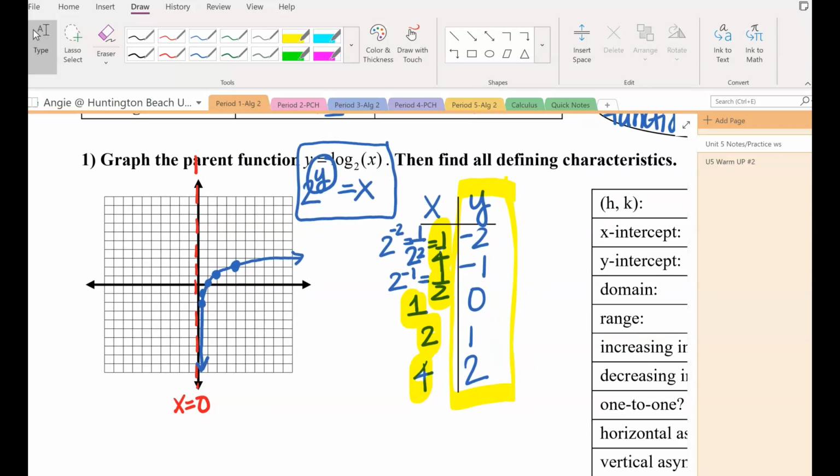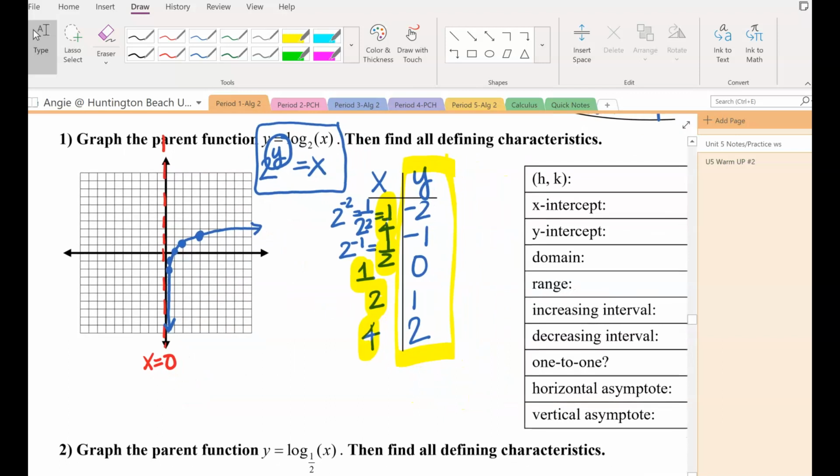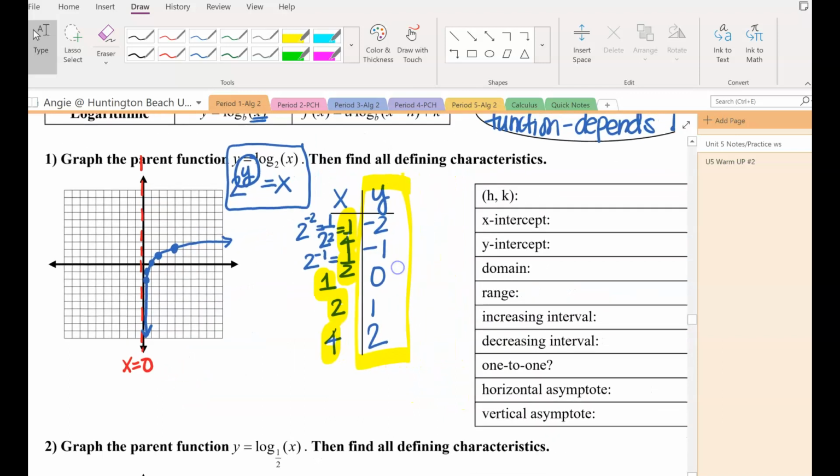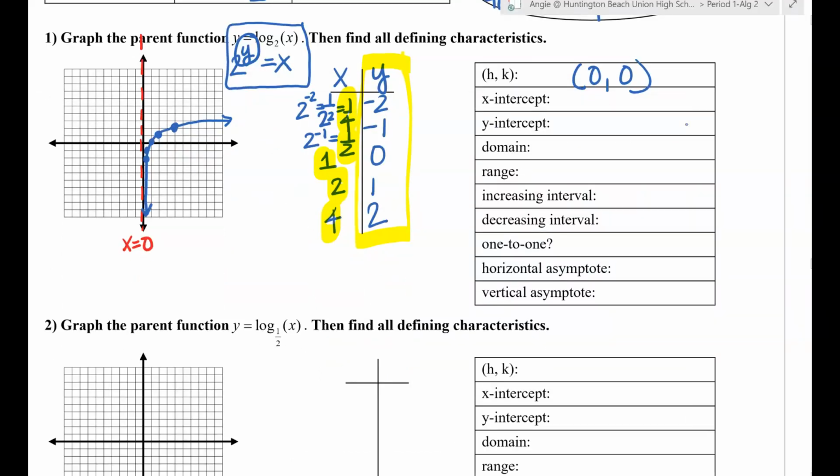If you can rewrite it, especially the parent, into an exponential, then your y value is now your input. Then you can just pick values from -2 to 2 and then just plug it in. All right. H and k, y'all, the parent function, we don't have any transformation, so the h and k will be 0, 0. It looks like it does touch the x-axis at one place, and that's going to be 1, 0.